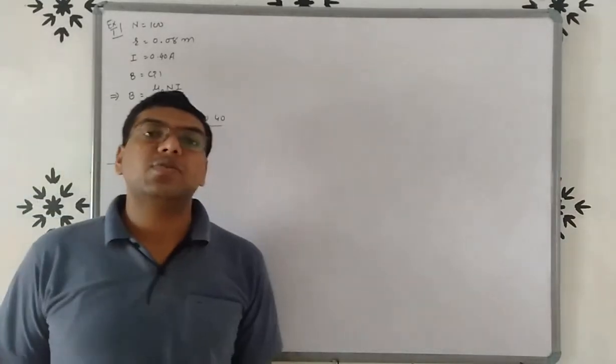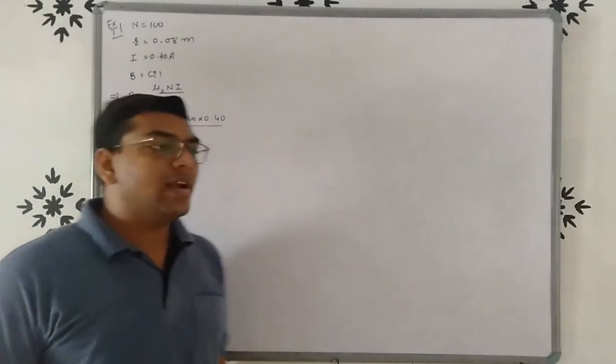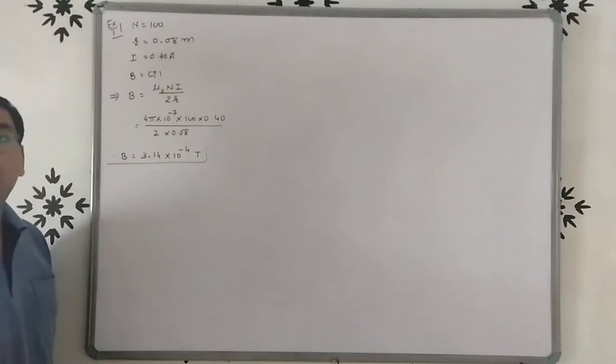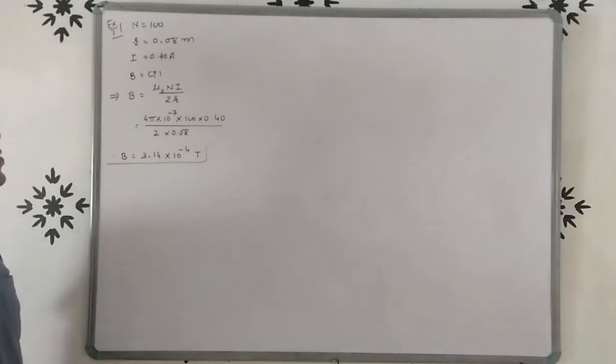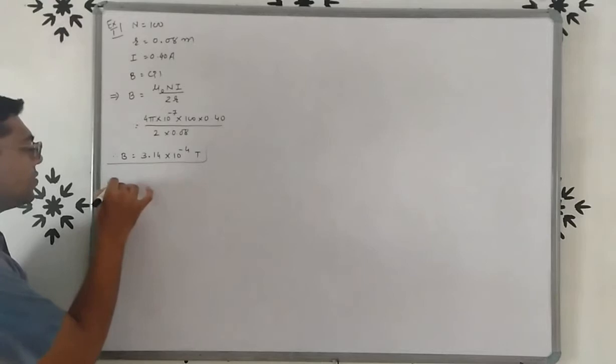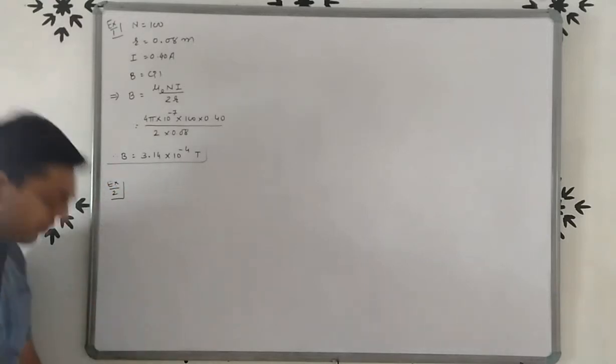We already know the formula of magnetic field at a center. B is equal to mu 0 N I upon 2r, right? So here we put the values of mu 0, N, I and r. So as you calculate this, then you will get magnetic field B, right? So now example number 2.